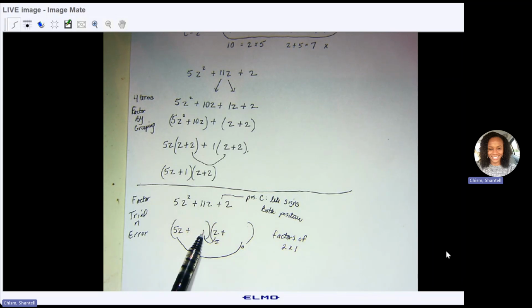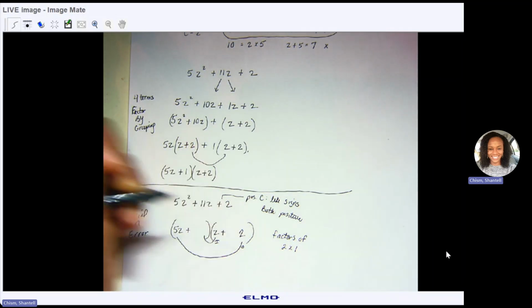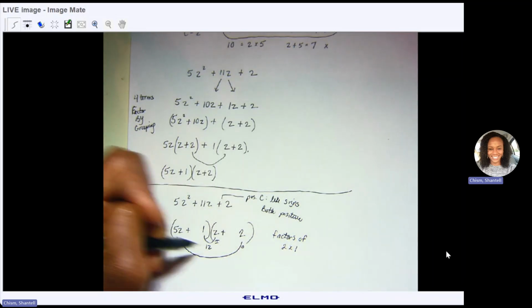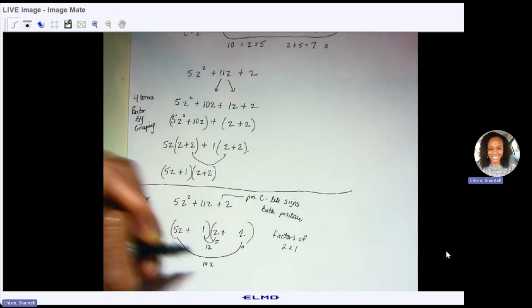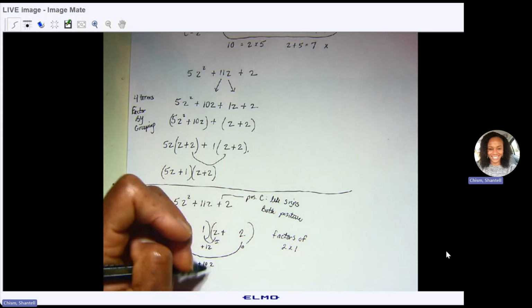So I can't put the 2 here. If I put the 2 here, that would give me 2z. And then this would give me 5z, which would only give me 7z. I need 11. So I'm going to place the 2 here, and I'm going to place the 1 here. That gives me 1z plus 10z, and together that gives me 11z, that middle term.